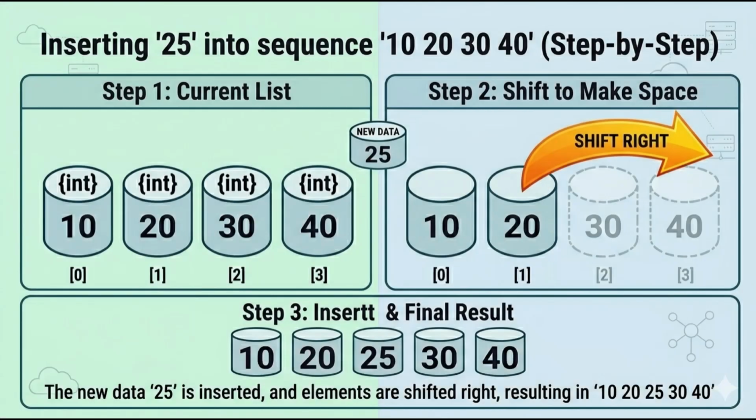In the same manner, if I want to insert 25 into the sequence 10, 20, 30 and 40, what I need to do is move whatever elements are after 20 to the right side, and after 20 I need to create one space. In that space I need to insert this 25. Automatically, their index positions will also change after 20.